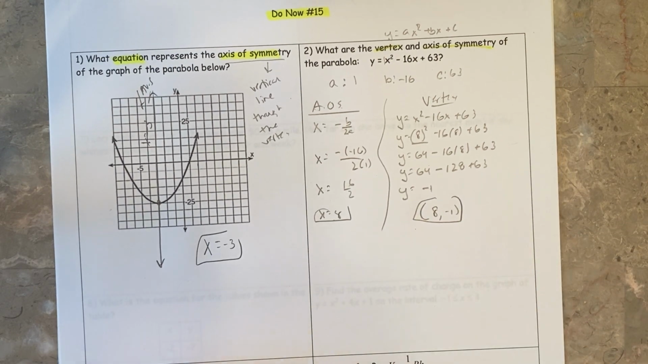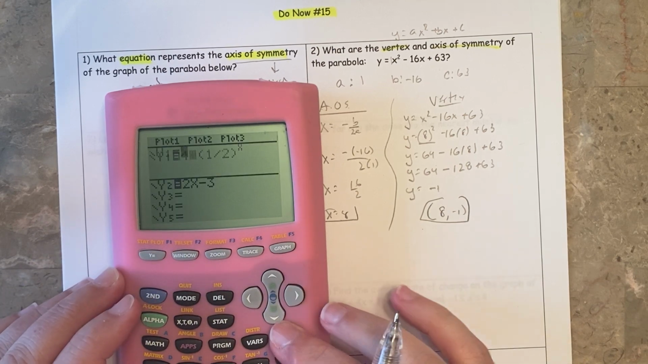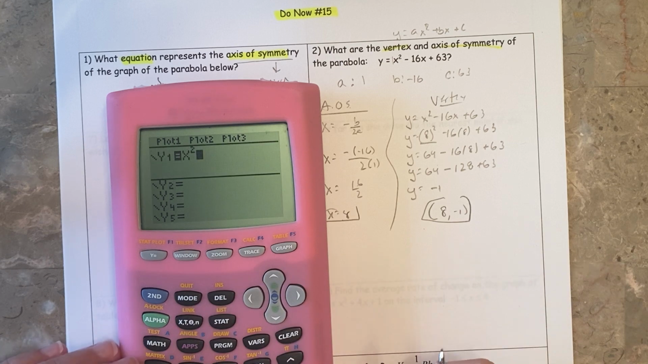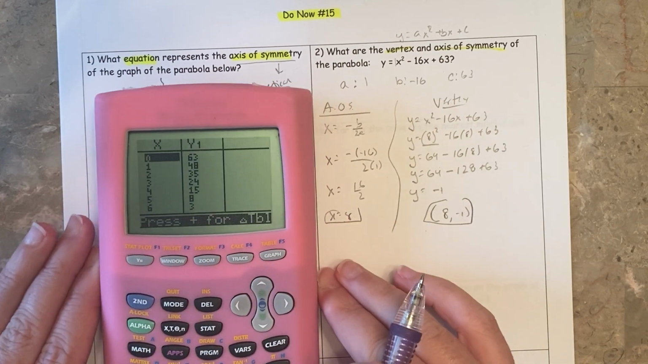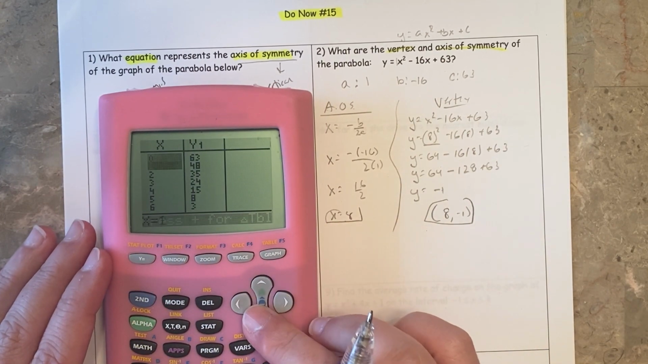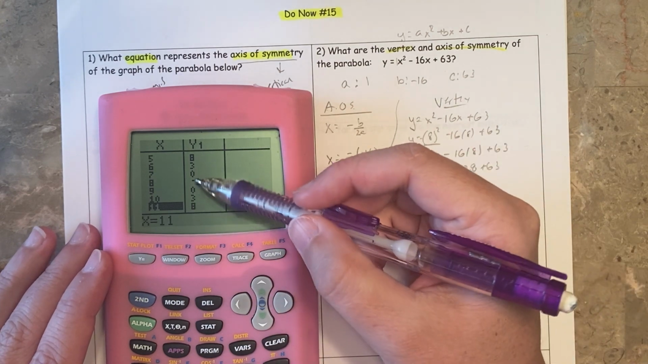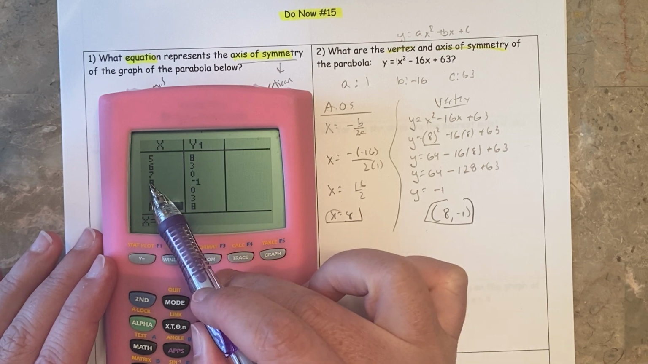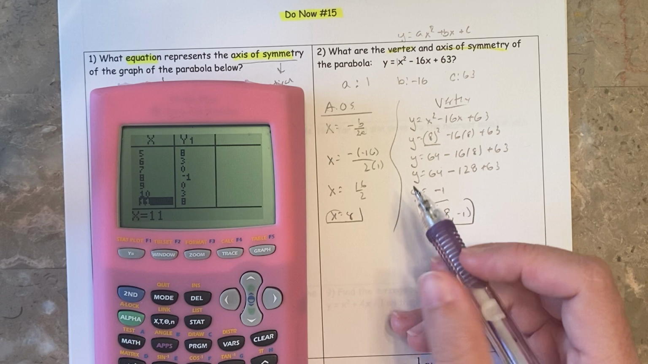Now, if it doesn't say algebraically, and notice this didn't say algebraically at all, you could just put these into the y equals. So x squared minus 16x plus 63, and you could just go to the table. And then basically you want to look for the symmetry. And there we go, right? 8, 8, 3, 3. And there you go. That is your middle point. That's your vertex. And whatever the x value is, that would be your axis of symmetry equation.